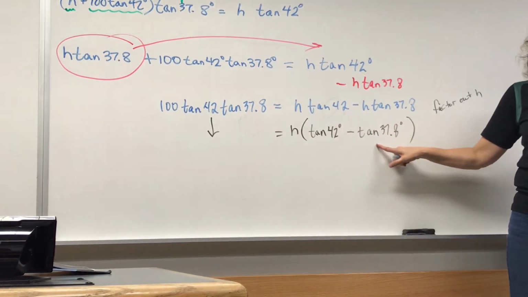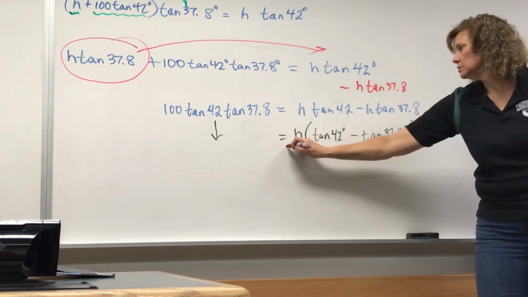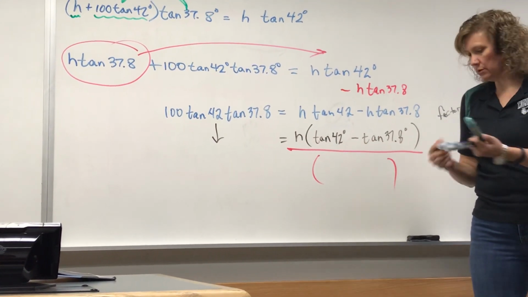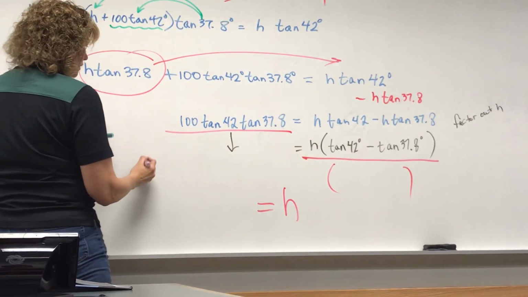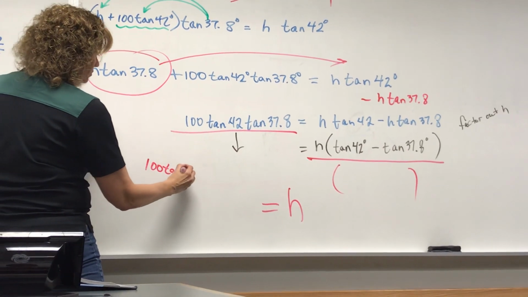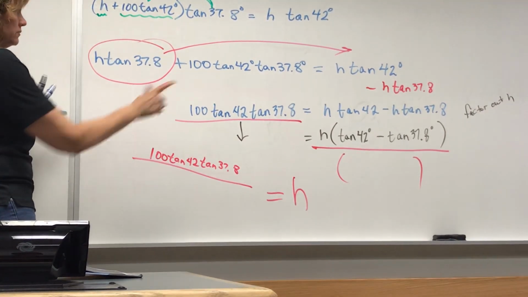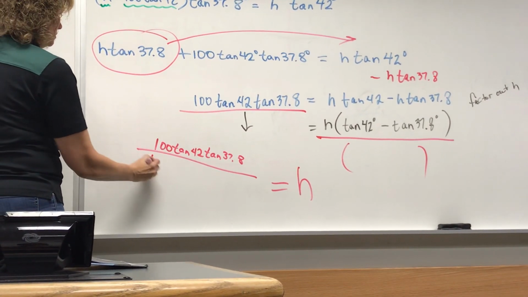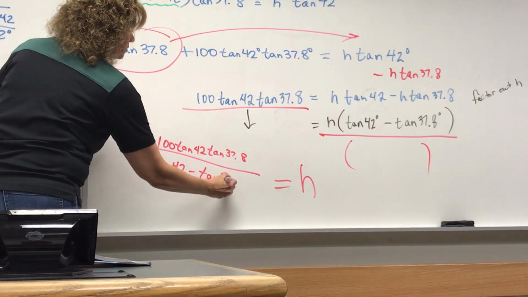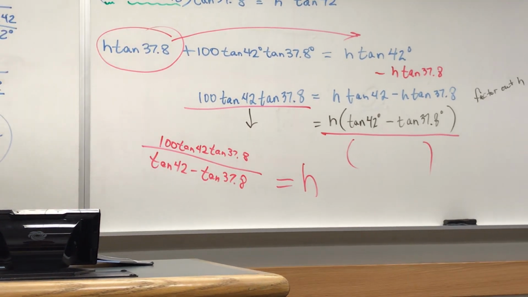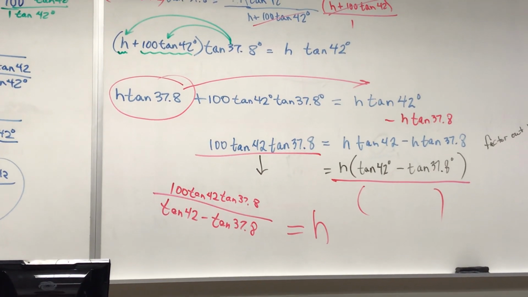But we have h times the mess. I want to solve for h, so we just divide by the mess. So we're going to get h equals 100 tangent of 42 tangent of 37.8, divided by that subtraction mess, tangent of 42 minus the tangent of 37.8. You punch that up, you get your answer in the back of the book.